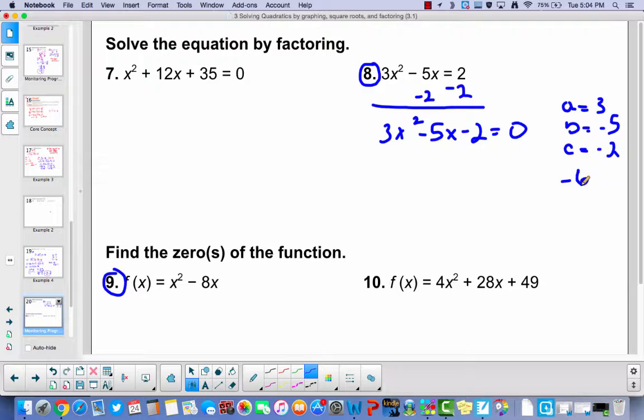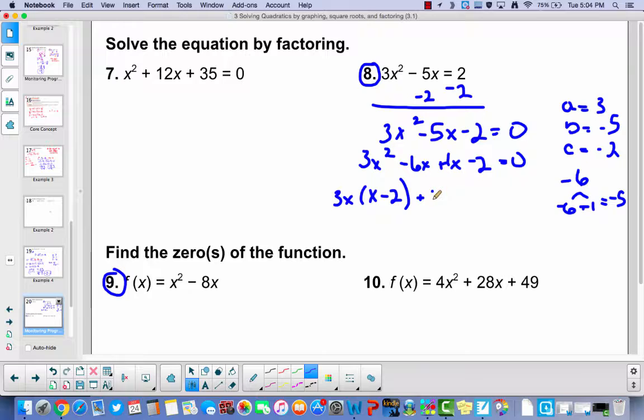A times C is -6. I need to find something that multiplies to give me -6 and adds to give me -5. Well, -6 and a +1. So again, I'm going to split that middle term. 3x squared minus 6x plus x, or 1x, minus 2. Look for a GCF here. We can take a 3x out. We get x minus 2. Look for a GCF here. There's nothing, so we take a 1 out, and we get x minus 2.